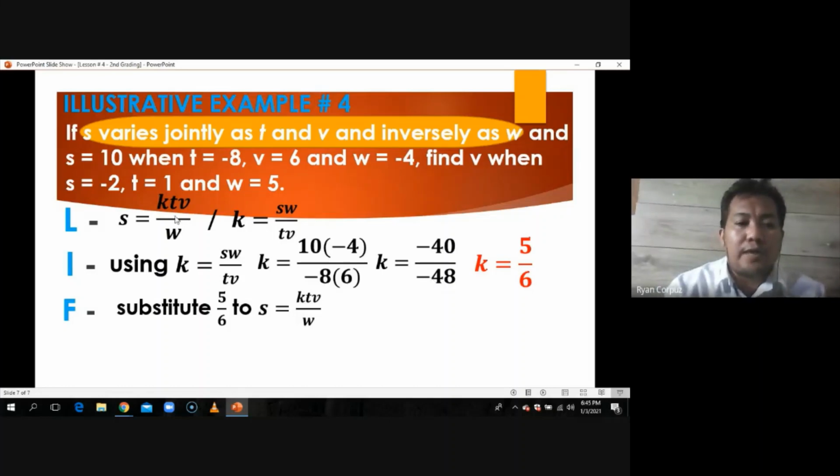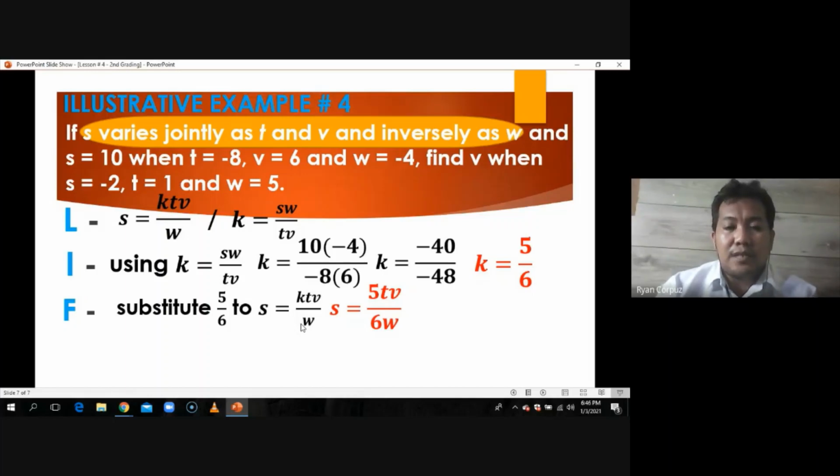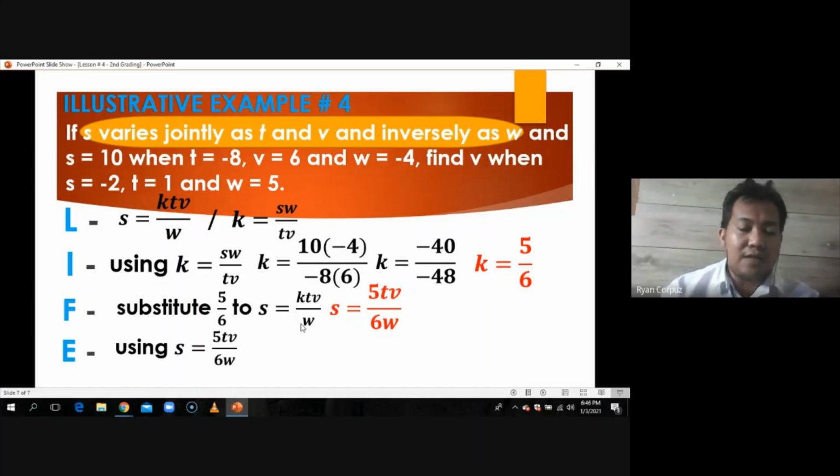Then for the third step, that value of K na 5 over 6 is to be substituted to the first form equation na S equal to KTV over W. So again, yung 5 since fraction yan, 5 yung magiging numerator, then 6 magiging denominator na kasama ng W. When we substitute the value of K, 5 over 6, we get S equal to 5TV over 6W. And that S is equal to 5TV over 6W is to be used in order for us to find out what is unknown in the problem.